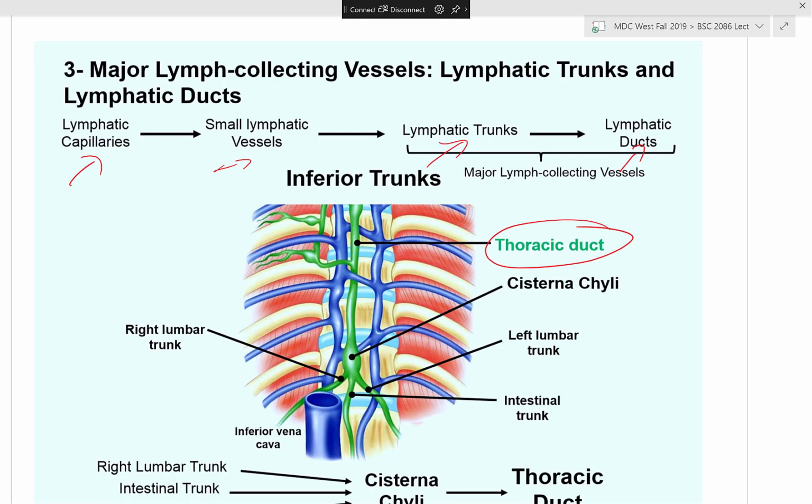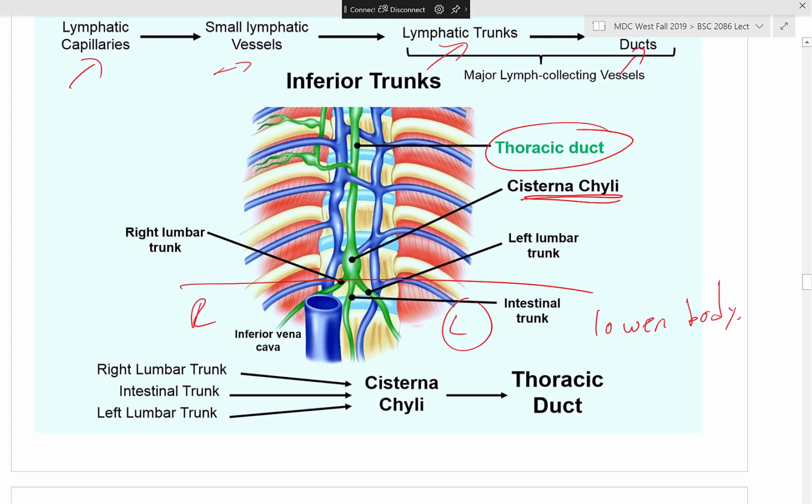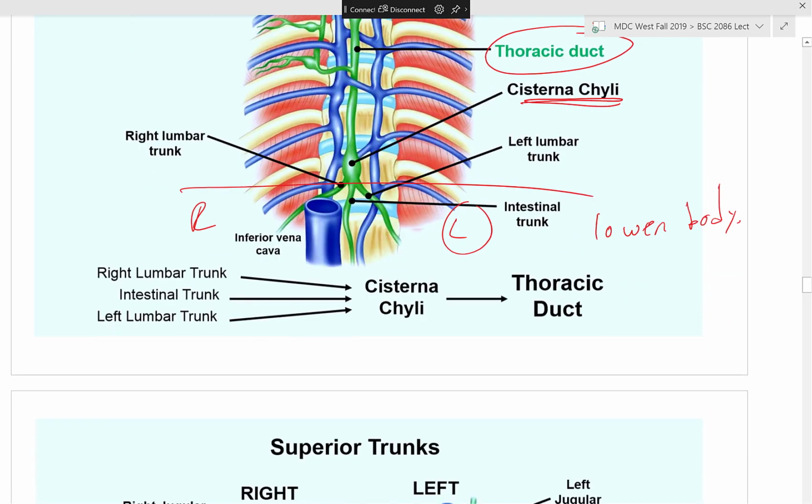The left lymphatic duct, which is the left thoracic duct, okay? It's going to collect all the lymph from a structure known as the cisterna chyli. The cisterna chyli is going to pick up all the lymph from both the right side and the left side on the lower body. Let me give you an image of that.